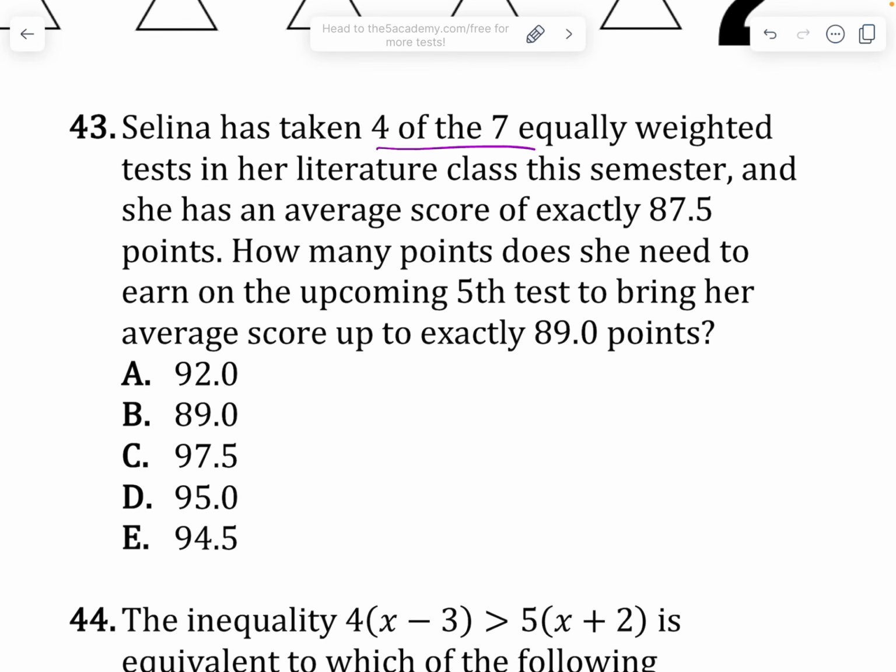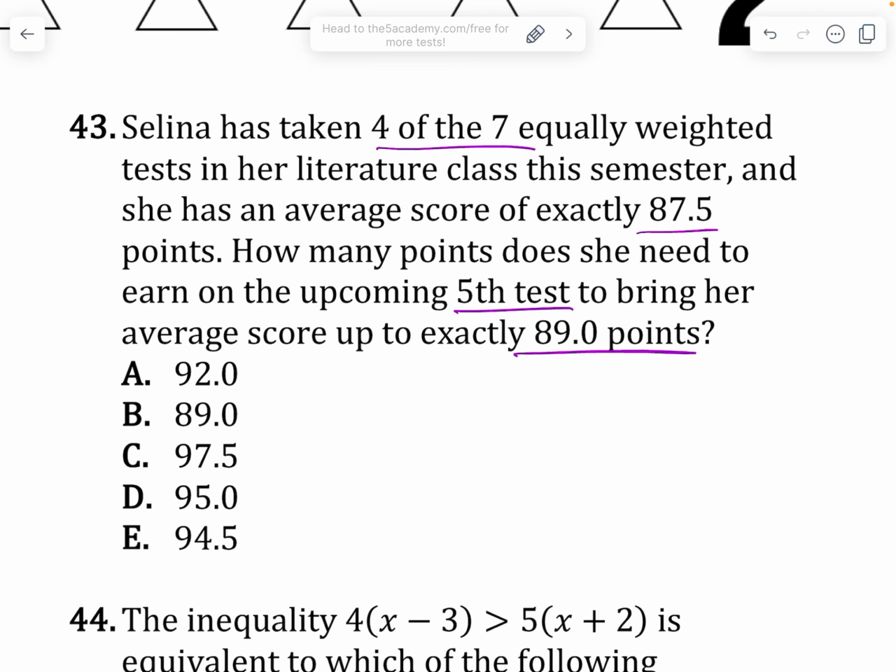Selena has taken 4 of the 7 equally weighted tests in her literature class this semester and has an average score of this. How many points does she need to earn on the upcoming 5th test to bring her average up to exactly this? So if you remember, we had an average problem very similar to this earlier in the exam, and I showed you 2 methods. I'm going to use a method similar to the second method I showed you. I'm not going to show you both here because I already did earlier. You can go back to that problem if you want a breakdown of that.